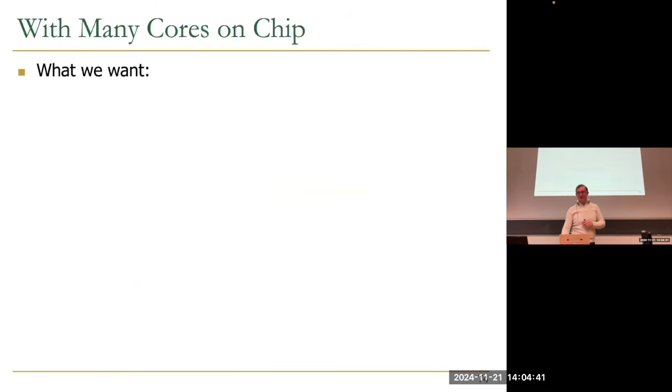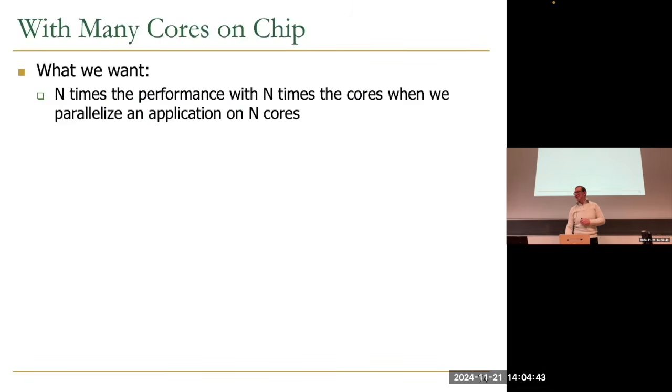So with many cores on a chip, what you want is really scalable performance, ideal scalability. We're going to talk more about that in the multiprocessor lecture. Essentially, you want n times the performance with n times the cores when you parallelize an application on n cores. That sounds beautiful. Ideally, that's what you want. This is called linear scaling also, as we will see more.